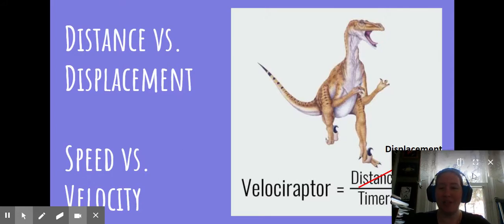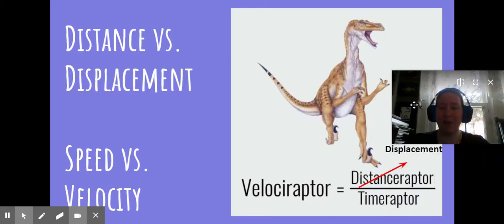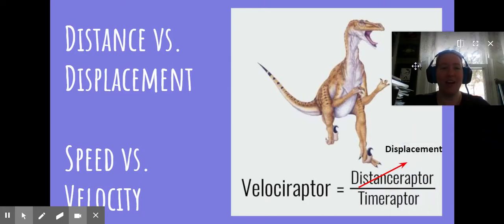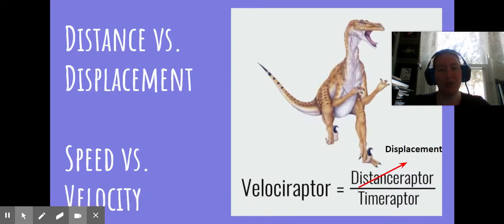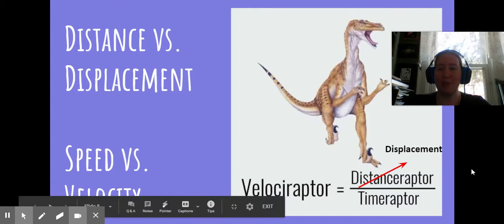So I really enjoy this meme. It's distance versus displacement. Velociraptor equals distance raptor over time raptor. But you savvy physics people will soon learn that it should be displacement raptor over time raptor. And we'll talk about what that means in a minute here.